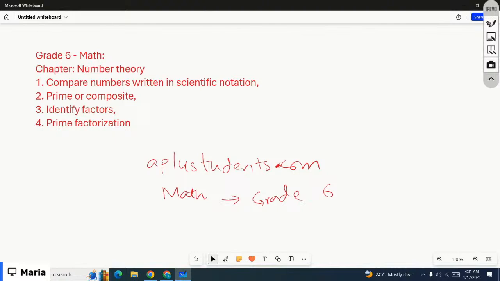The lessons we're going to cover today are compare numbers written in scientific notation, prime or composite, identify factors, and prime factorization. Please make sure you have your notebook and pencil so that you can note down the important examples and definitions as well. So let's start with the first lesson, that is compare numbers written in scientific notation, right?